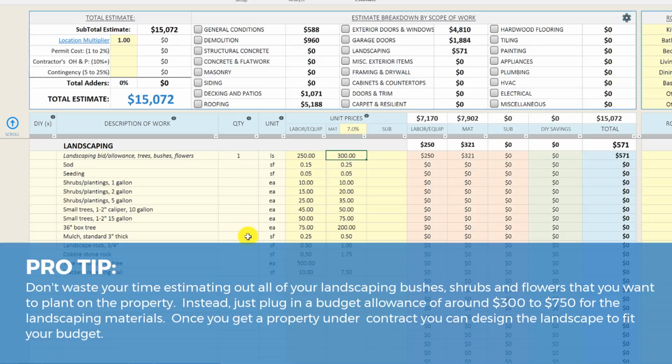So instead of going through a detailed list and trying to think about all of the shrubs and flowers and everything like that, I'll just plug in a lump sum budget, and then I'll manage my design to that budget. So I'll just know when I go to purchase my landscaping materials, I have $300 budgeted for the materials, and we've got $250 in labor.